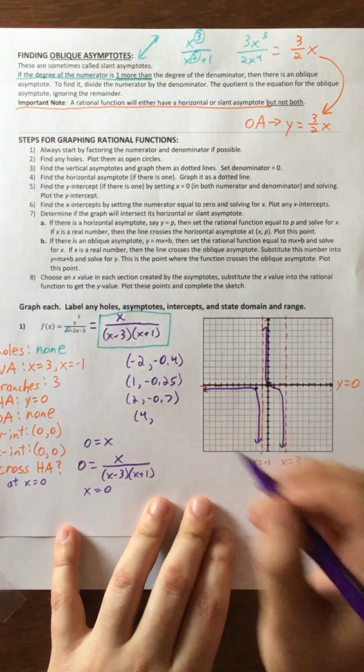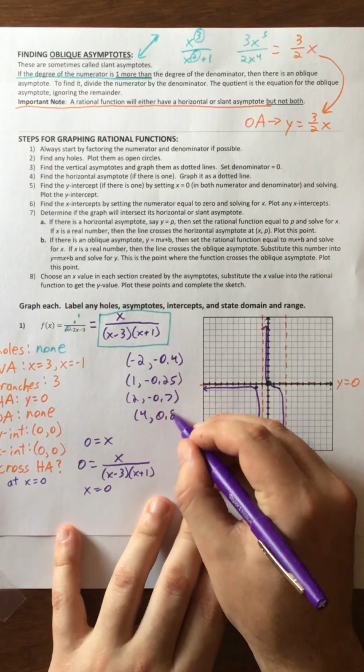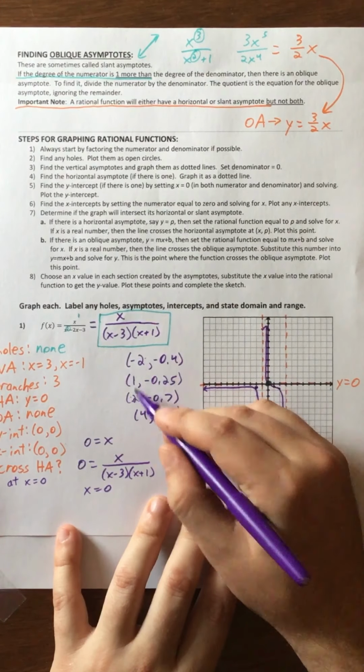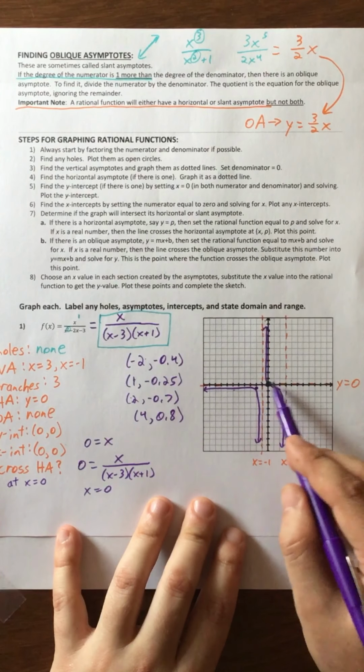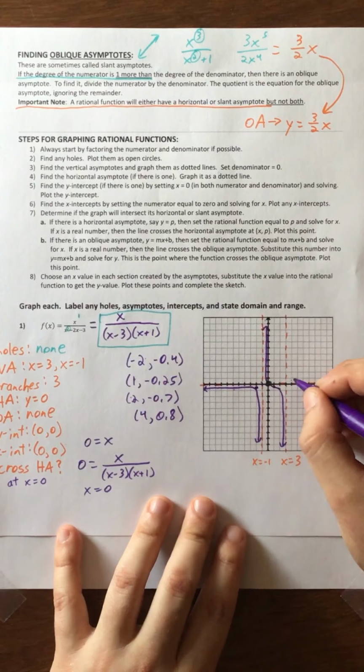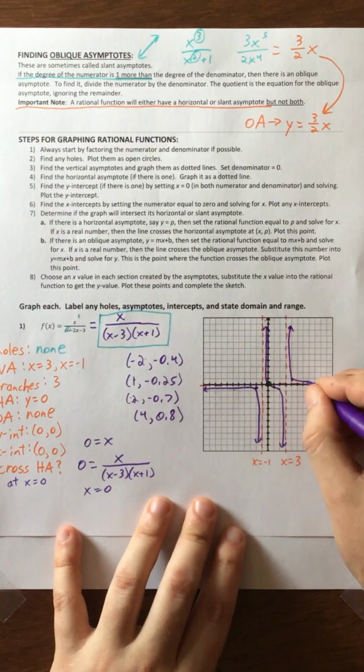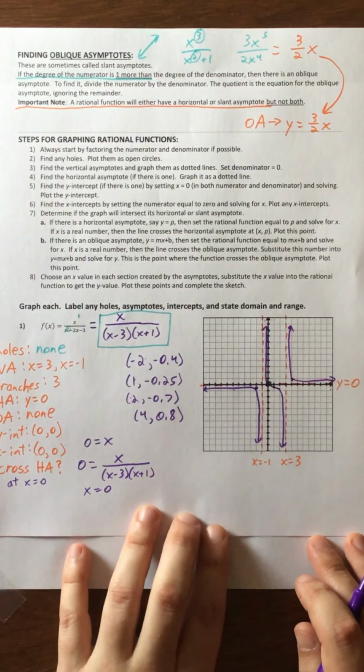Last one is a section to the right. Plug in 4, you get 0.8. And I'm picking these numbers for my x based on my asymptotes. I want to make sure I'm in each of the sections between the asymptotes. So 4, I get 0.8. I know it needs to go along these asymptotes, so we are done there.